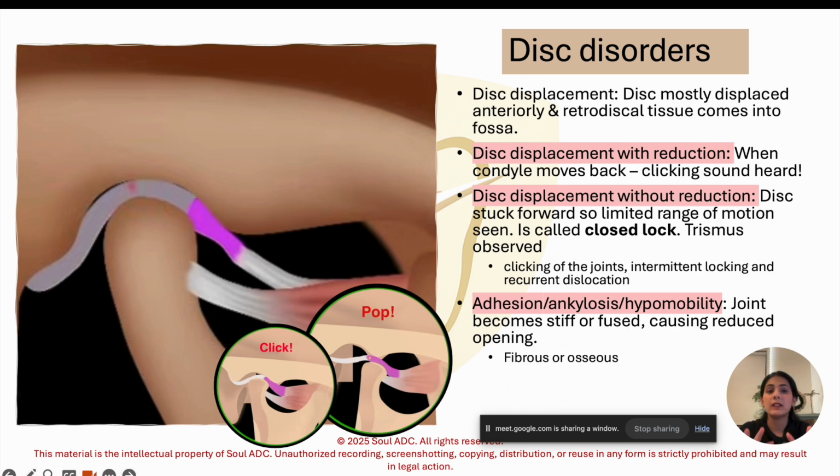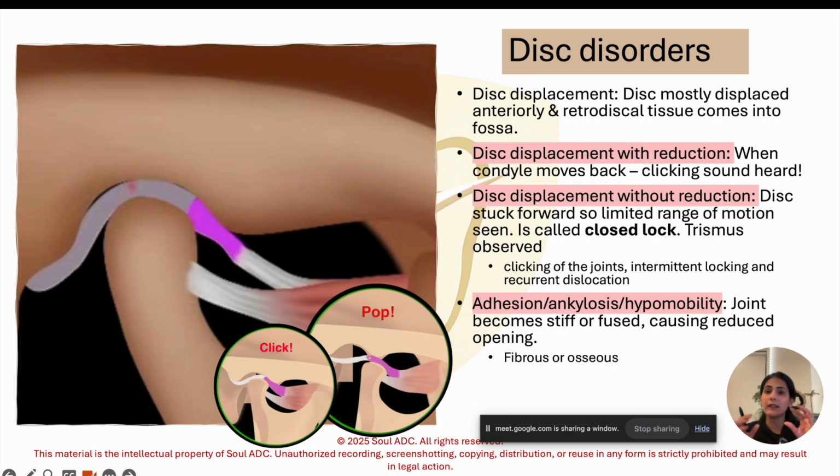So when I'm talking about disc disorders, there could be displacement of the disc. In this situation, the disc is going forward, ahead of your condyle. Generally, it should be like a cap, like a hoodie on the top of your condyle. And if it goes ahead of it, we call it disc displacement. Now there are two types: disc displacement with reduction and disc displacement without reduction.